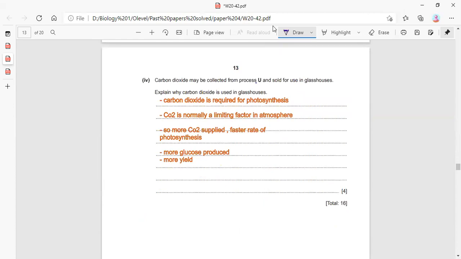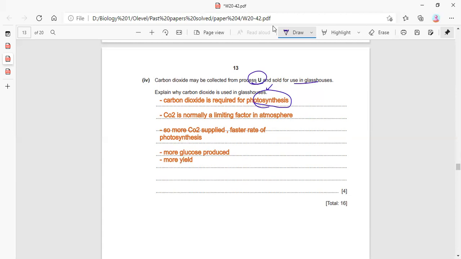Carbon dioxide may be collected from process U and sold for use in glass houses. I can take the CO2 that is released and use it in glass houses, the greenhouses for our plants. Explain why carbon dioxide is used in a glass house. Why do I put it there? Because carbon dioxide is required for photosynthesis, so it is normally a limiting factor.